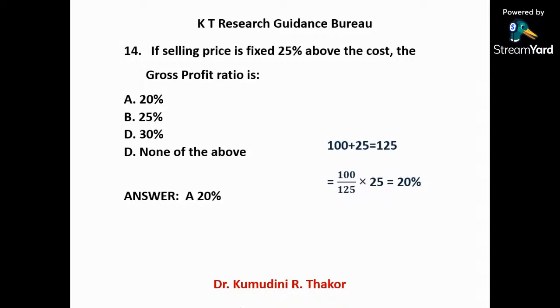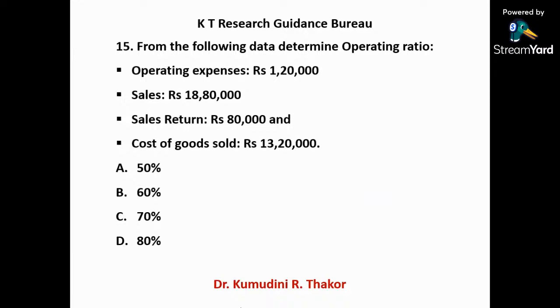Now, let's move to little bit complicated problem. From the following data, determine operating ratio. Operating expenses 1,20,000. Sales 18,80,000. Sales return 80,000. And cost of goods sold 13,20,000. A 50%, B 60%, C 70%, and D 80%. See, what you have to find out is operating ratio. You know the formula of operating ratio.